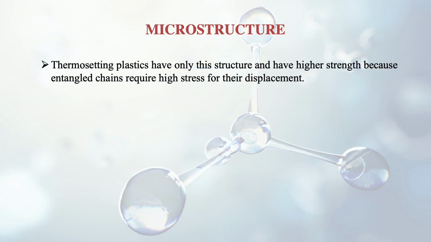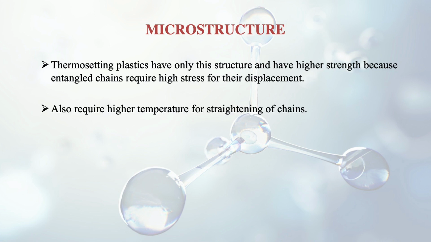Thermosetting plastics, like we studied earlier, thermosetting and thermoplastic are two varieties of plastic. So these thermosetting plastics have this kind of structure. That's why their strength is more, because the chains get entangled between each other and become compact, and it's very difficult to move them against each other. The chains cannot move easily. So the displacement is also less, and to displace it, higher stress is required. And we require higher temperature also for the straightening of the chains.